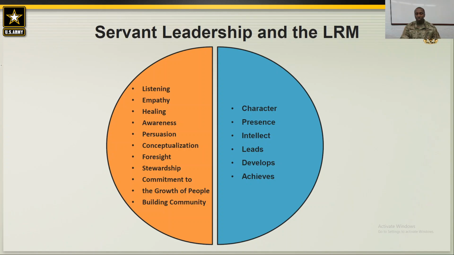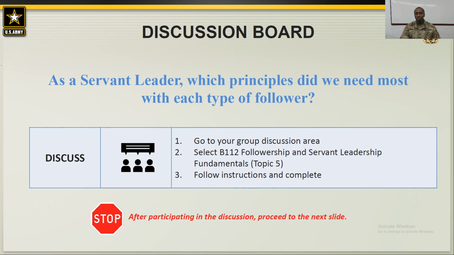So this brings us to discussion board topic number 5. As a servant leader, which principle do we need the most with each type of follower? Remember the 5 followers that we discussed earlier. After participating in the discussion, proceed to the next slide. But at this time, pause the video and complete this topic.